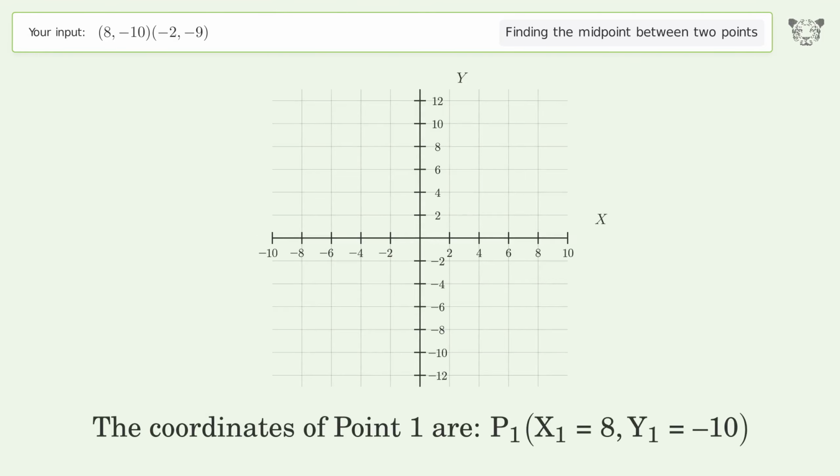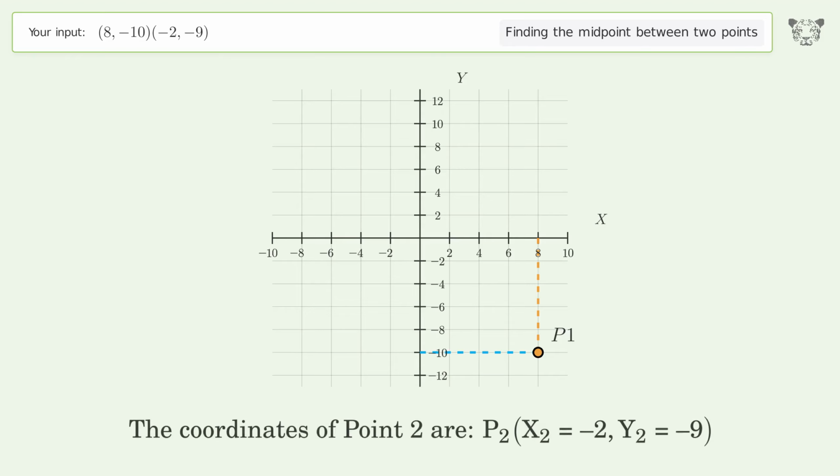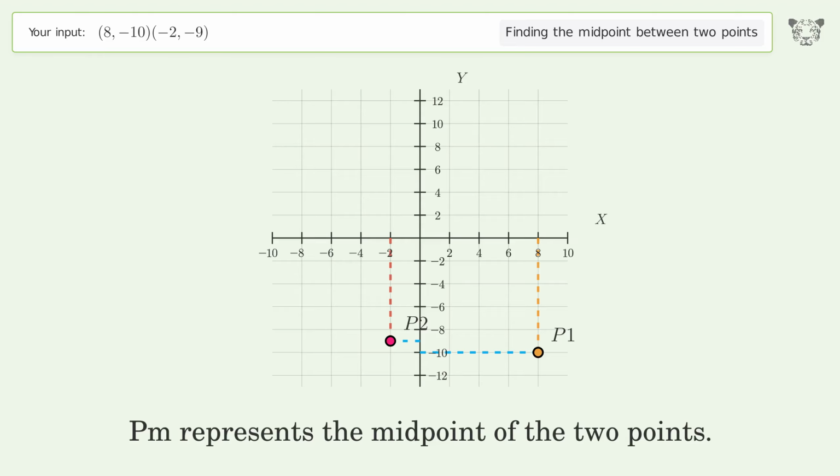The coordinates of point 1 are x1 equals 8, y1 equals -10. The coordinates of point 2 are x2 equals -2, y2 equals -9. PM represents the midpoint of the 2 points.